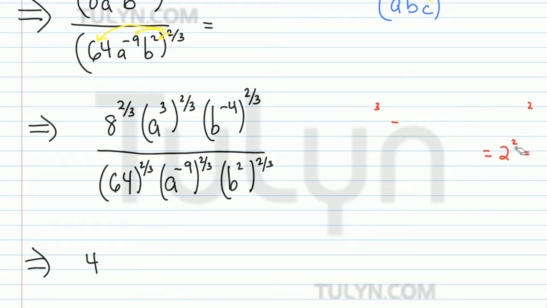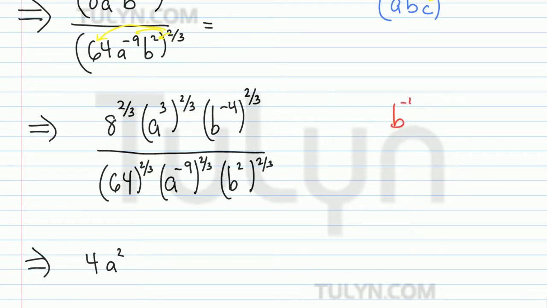Now for the a term on the numerator, we get a cubed to the 2/3. So we just multiply the exponents here. Since you're taking a power to a power, that's what you do with the exponents. So this becomes a to the 3 times 2/3, and these 3's cancel out. So what we're left with is a squared. Right? So this is starting to simplify. It's very nice.